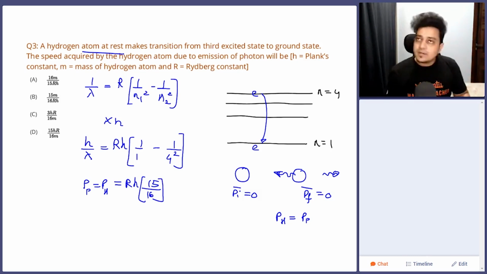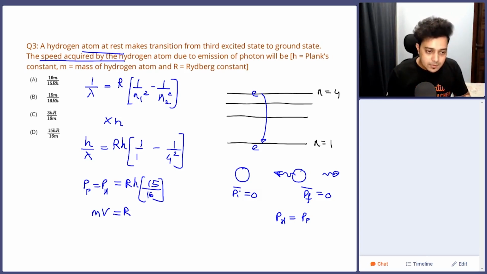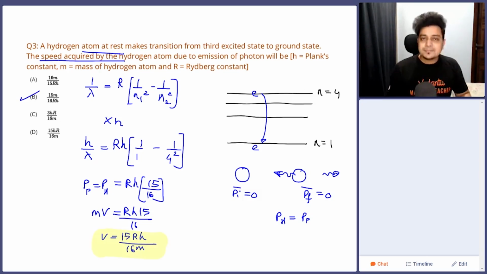But this is the momentum of the hydrogen atom, and we want the velocity, right? The speed acquired by the hydrogen atom. So the momentum of hydrogen can be written as mass of hydrogen m into speed. So R h 15 by 16 as it is. Just rearrange this m on the other side. So 15 R h upon 16 m. Okay, so the correct answer will be option B.